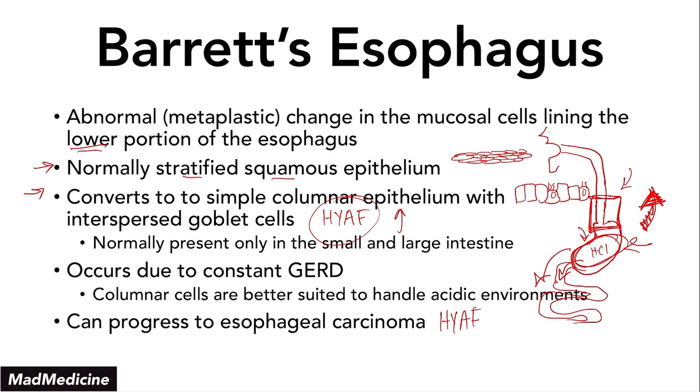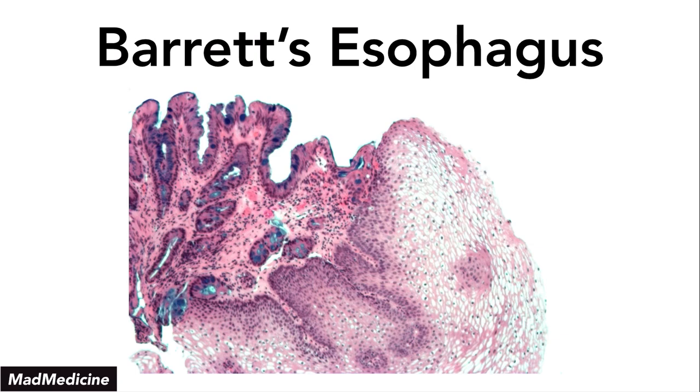So let's look at what Barrett's esophagus looks like in the histology. As you can see right here, you can see the change occurring. You see these right here, these are your stratified squamous epithelium. You can see the stratification because the squamous epithelium is layered on top of each other. That's why it's stratified. And the squamous epithelium, you can see by these little tiny cells that look like this, right? And they're in layers.